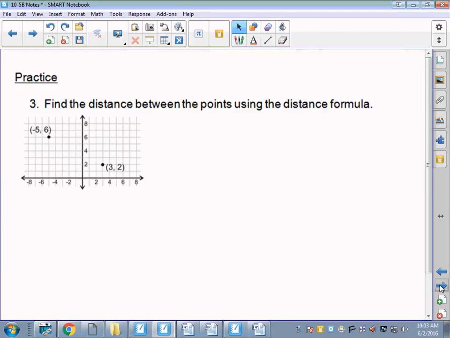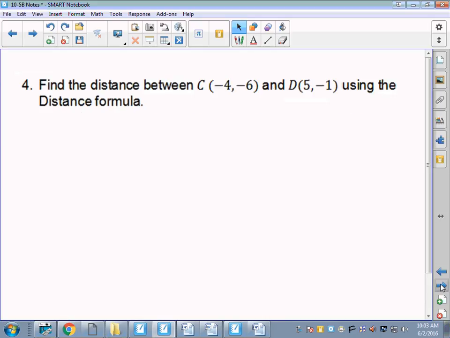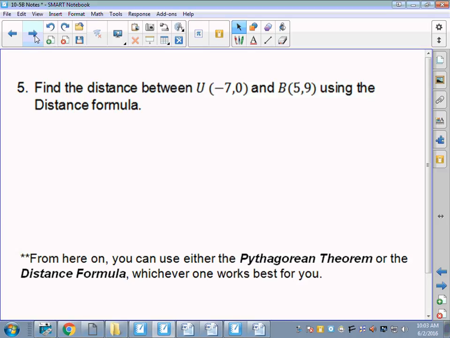Whoops, my board's all messed up. So let's do, should we do one more example? Actually, no, hopefully you got this distance formula down. So number 5, notice I asked you to find the distance between -7, 0 and 5, 9. And then I say at the bottom of this page, from here on out, you can use Pythagorean theorem or the distance formula, whichever one you get best. Typically, if you're graphing them, I think Pythag's easier. If I'm just given ordered pairs like number 5 up here, I think distance formula is easier.